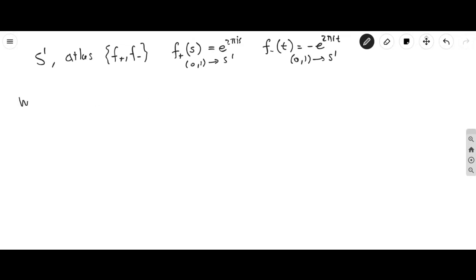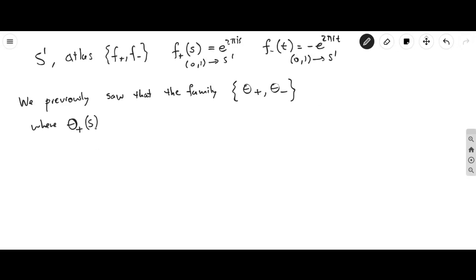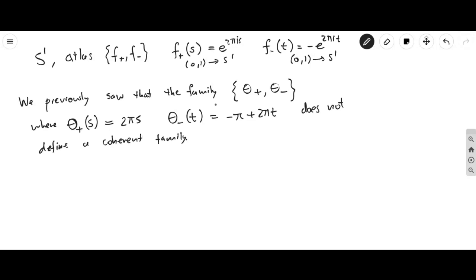And we previously saw that the family, and let's call this family theta plus, theta minus, where theta plus of s is 2 pi s, and theta minus of t was negative pi plus 2 pi t, does not define a coherent family, for the simple reason that the change of coordinates from the S chart to the T chart shows that these two functions are not consistent with each other.